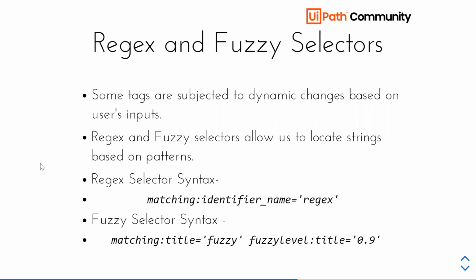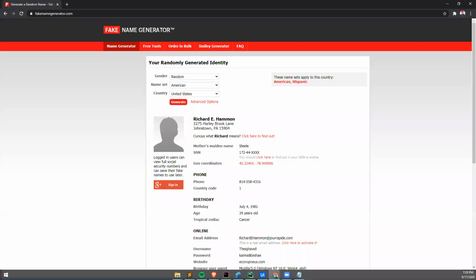Firstly, we are going to talk about regular expression, and this is the syntax of defining a regular expression. You start with defining the matching, then you define the attribute name, and you have to specify that you want this particular attribute to be found with the help of regular expression, not anything else. I'm going to load a particular website here, our fake name generator, and on this website we are going to focus on the phone number.